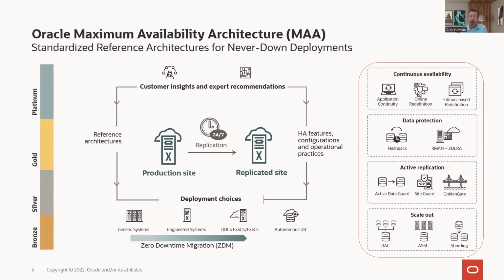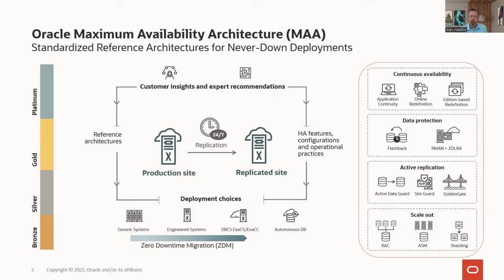From continuous availability, which you can see EBR is part of, to go ahead and maintain at the top, along with app continuity and online redefinition. And then we have data protection to protect your data, so you get zero data loss if anything occurs. Active replication and scale out. And there's a lot of integration between these different categories, and a lot of our features even span multiple categories.